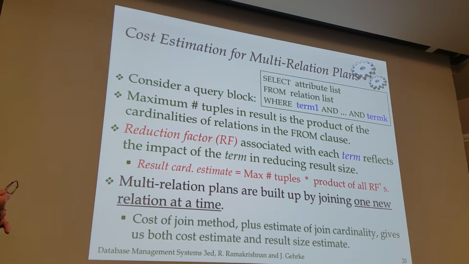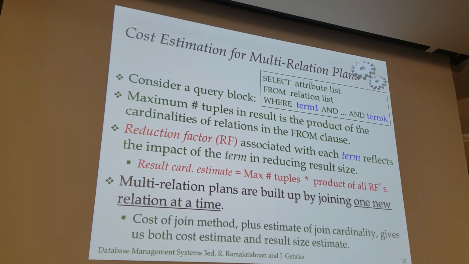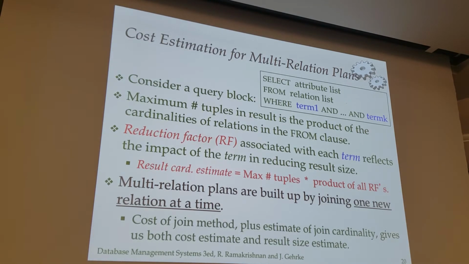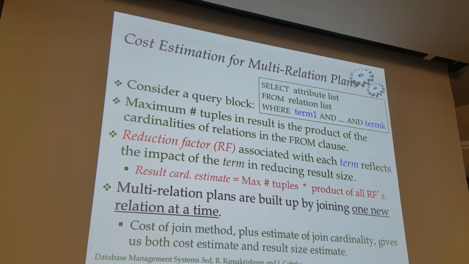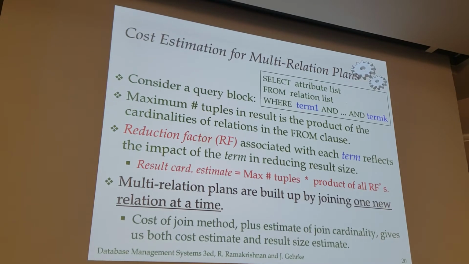We'll assume that they're independent. And the multi-relation plans are done by joining one new relation at a time. Basically, what you can do is, the cost of getting ABC, now you're going to be using a join method to combine E. You know the size of ABC, or you have an estimate for the size. Again, these are all estimates. So when I say you know the size, it's all funny cost estimates.